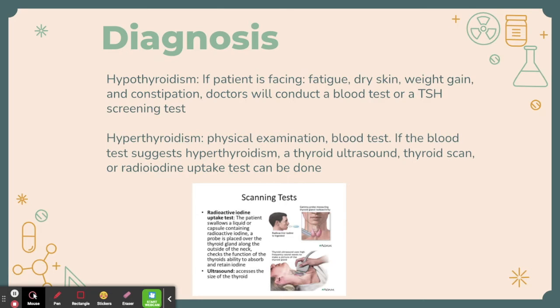Hypothyroidism. If a patient is facing fatigue, dry skin, weight gain, and constipation, a doctor will conduct a blood test or a TSH screening test. For hyperthyroidism, physical examination and a blood test are done, and if the blood test suggests hyperthyroidism, a thyroid ultrasound, a thyroid scan, or a radioiodine uptake test can also be done.